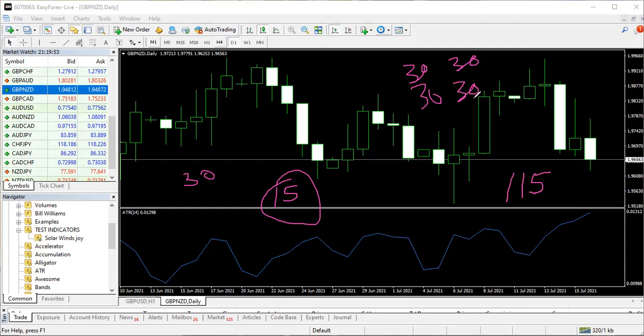So 30, 30, 30, 30. That is 120. So at the end of the year, your $100 has given you $120 profit. So your total balance at the end of the year is now $220.